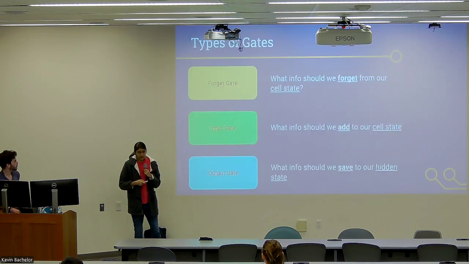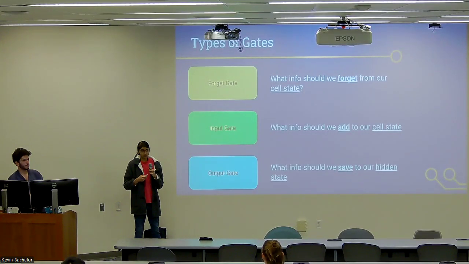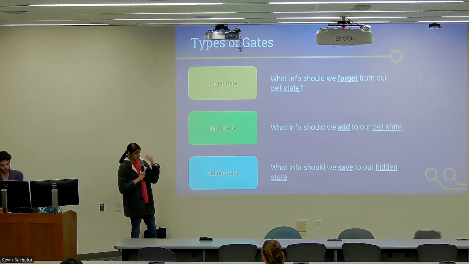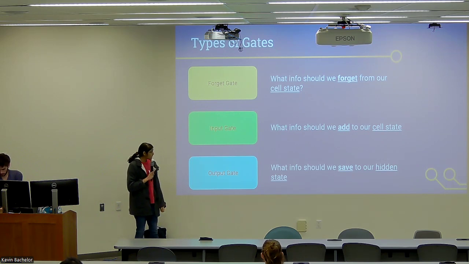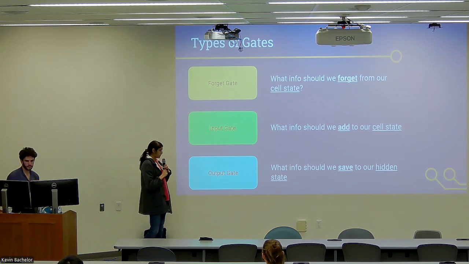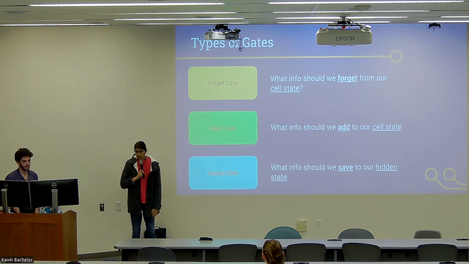Next. So what are the types? Each gate plays some role in the process of information. There's the forget gate, which helps the LSTM decide what information from our cell state, from our long-term memory, we should forget. There's the input gate that says what should we add to our cell state? And then the output gate, which says from this cell state, or from our long-term memory, what should we save to our hidden state, our short-term memory? Next.